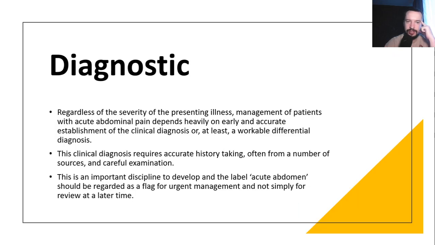Regardless of the severity of the presenting illness, management of patients with acute abdominal pain depends heavily on early and accurate establishment of the clinical diagnosis, or at least a workable differential diagnosis. These clinical diagnoses require accurate history taking, often from a number of sources, and careful examination. This is an important discipline to develop, and the label acute abdomen should be regarded as a flag for urgent management and not simply for review at a later time.